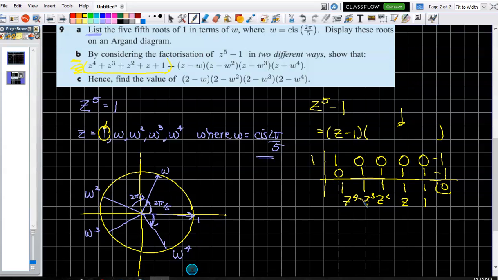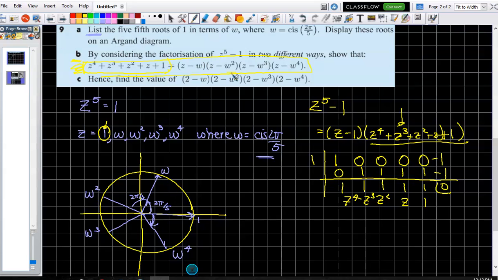So, if I had z to the 5 take 1, I would factorise that to be z take 1 times z to the 4 plus z cubed plus z squared and so on and so forth. Do you agree with that? But let's look at what it's asking us to do. Why can this section here factorise to be this?